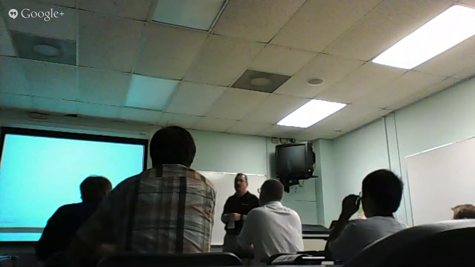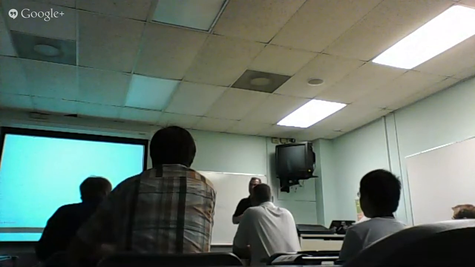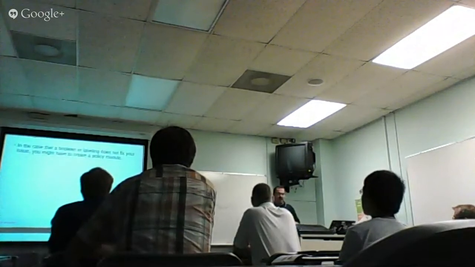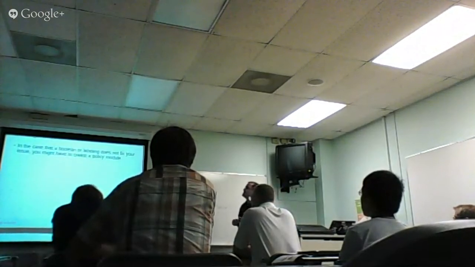So what happens when all of these things that we've talked about so far, changing permissions or changing context, fail? What happens when we actually do get to the point where something fails and it says you need to create a policy module? In the case that a Boolean or labeling doesn't fix your issue, you may have to create a policy module, and that's perfectly fine.